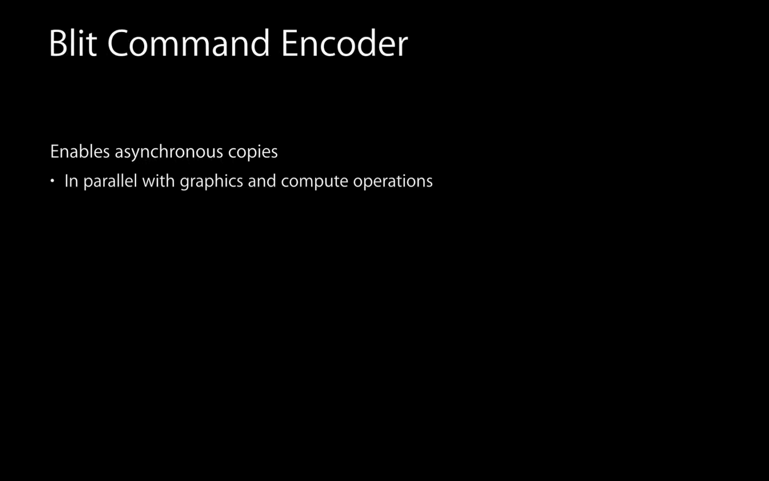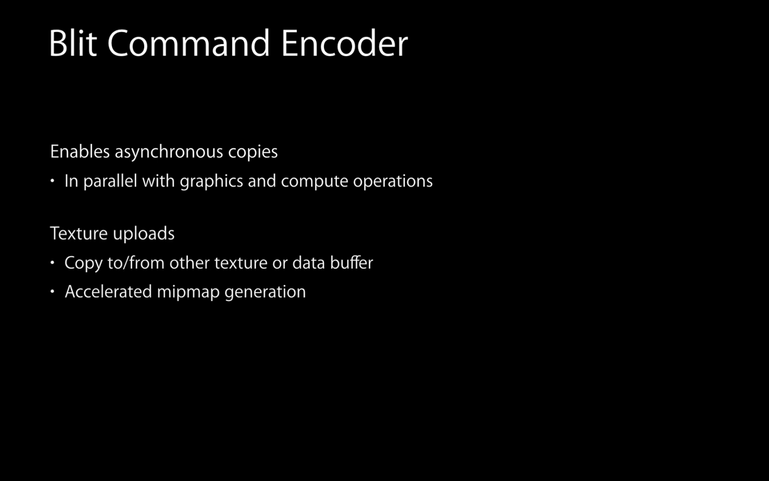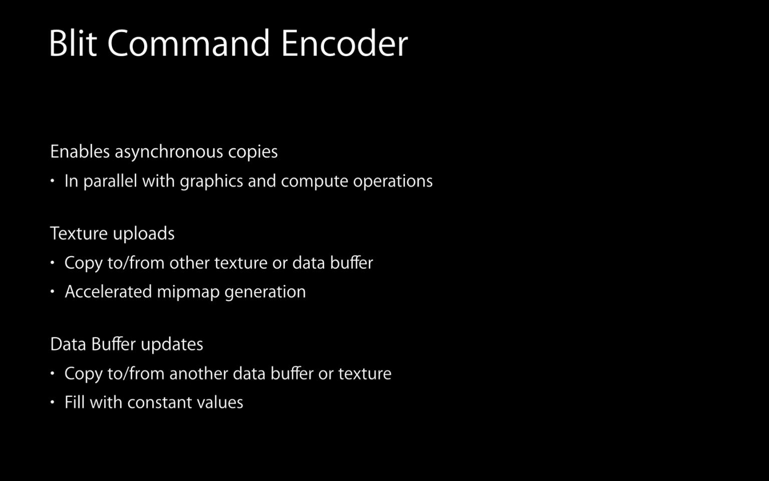And that brings us to our last command encoder, the BLIT command encoder. This is what you're going to use for asynchronous data copies between resources on the GPU. And this can happen in parallel with your compute and your graphics operations. You can use this to upload textures, to copy data between textures and buffers, or to generate your mipmaps. You can also update the data buffers themselves, again, copying to and from textures or other buffers, and you can actually fill the buffers themselves with a constant value using the BLIT command encoder.